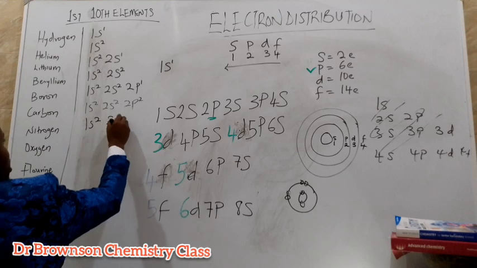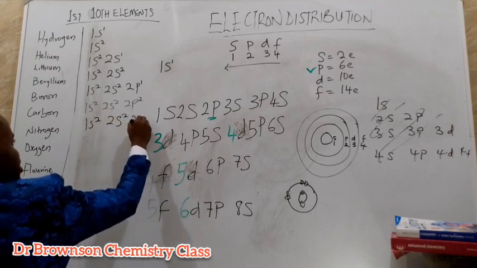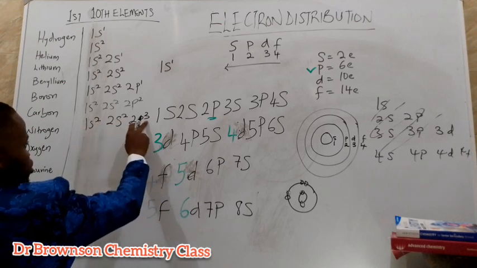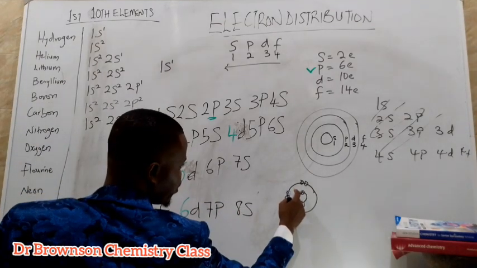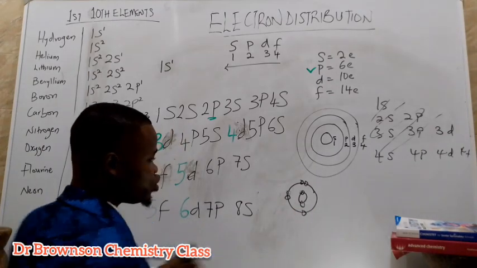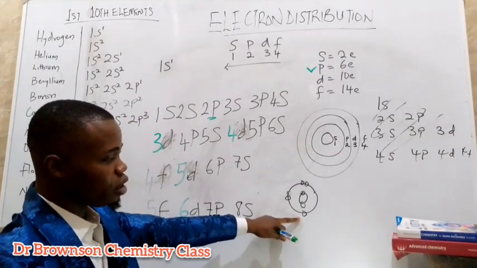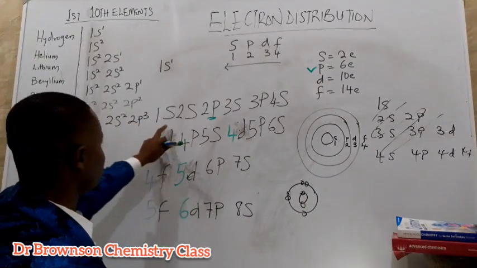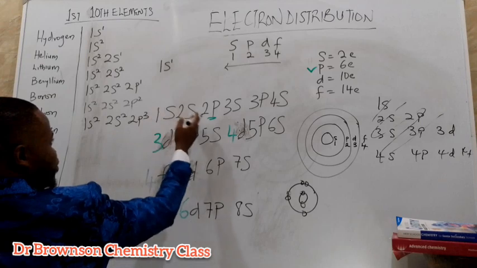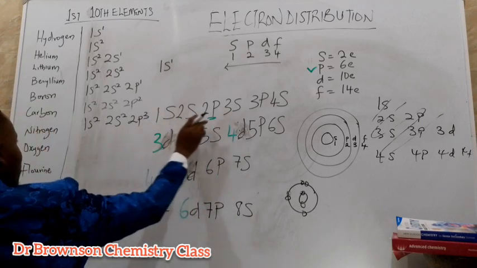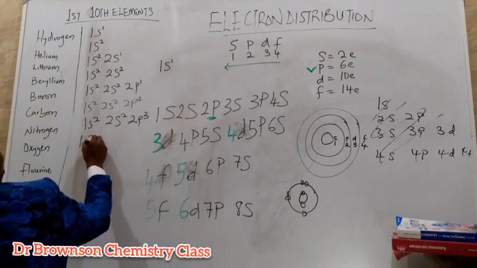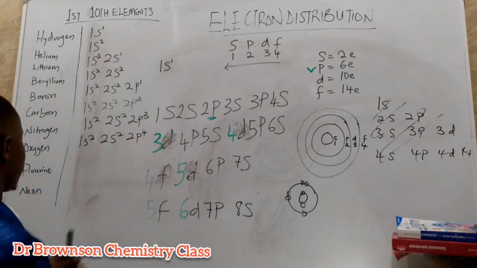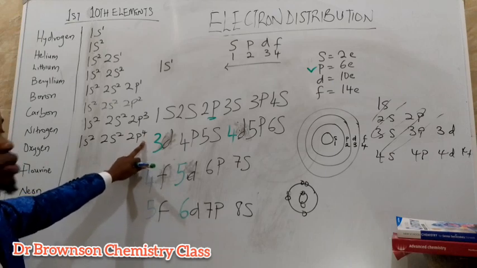1s2, 2s2, 2p3. That is 2 plus 2, 4, plus 3, 7. 1, 2, 3, 4, 5, 6, 7. So this is the configuration, the structure of nitrogen. So the next one is oxygen, right? So now oxygen is 1s2, 2s2, 2p4 for oxygen.